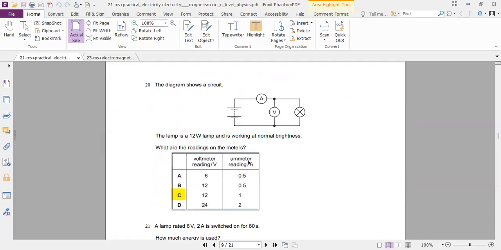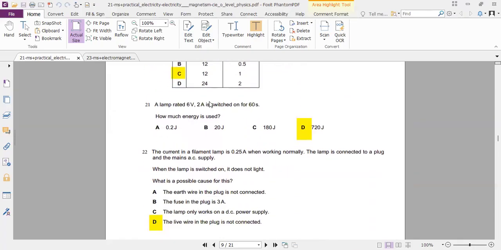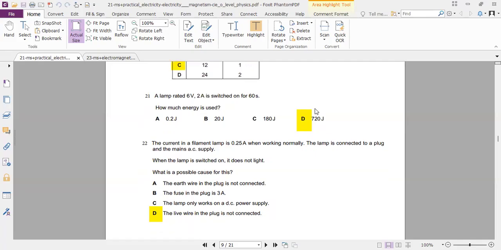The reading on the ammeter: 12 watt means the power is equal to VI. So both of these should give you 12. None of them except C gives you 12. That's why C is the correct choice. And 6 times 2 gives you 12 watts, times 60, 720 joules. So power is equal to VI is to be used here, and then energy is equal to power into time should be used.